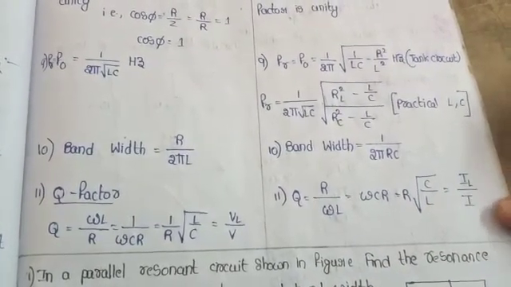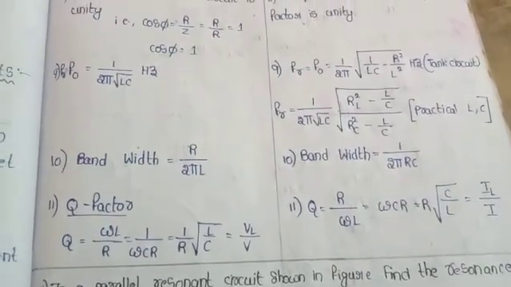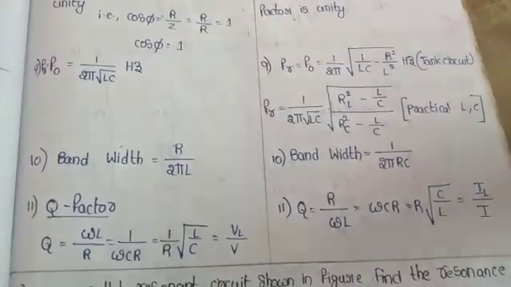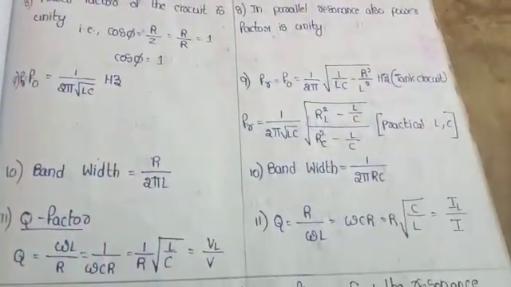The quality factor is inductive current by total current. These are the formulas for series resonant and parallel. Like this, we have to differentiate the series resonant and parallel resonant circuits.